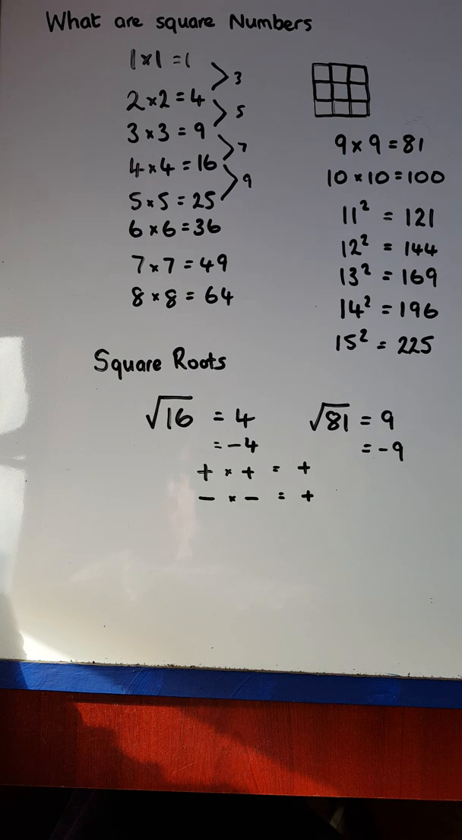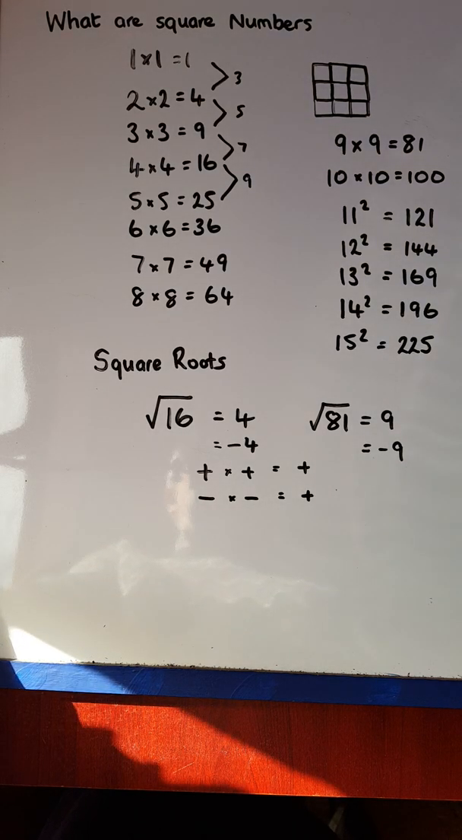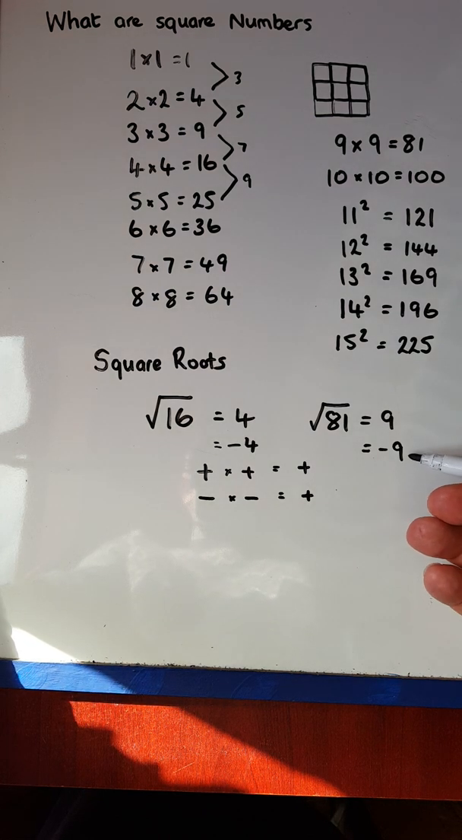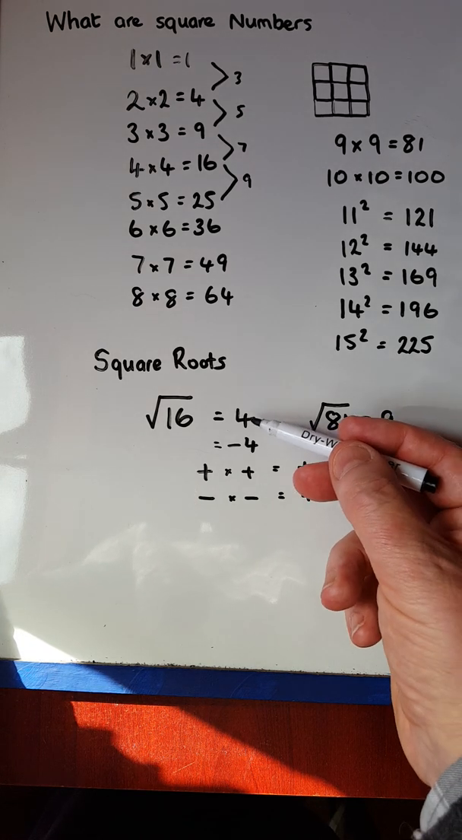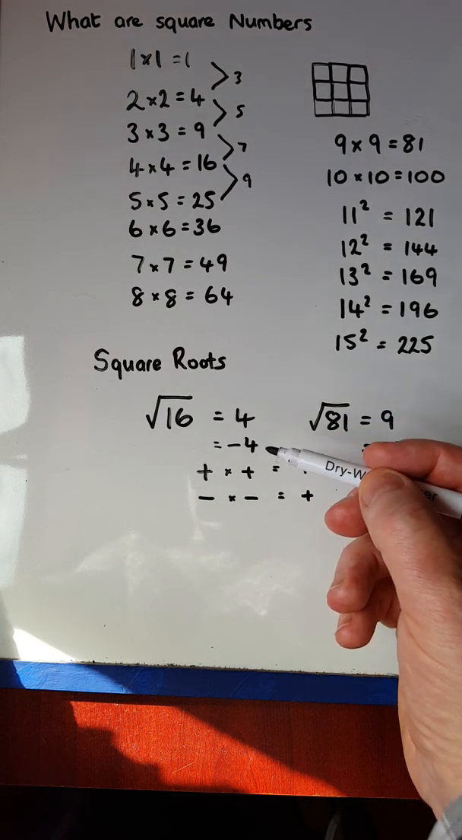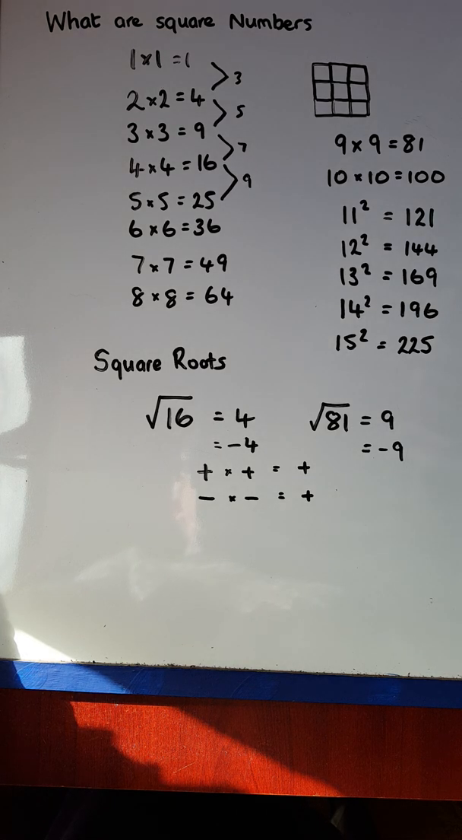Every number has a positive square root and a negative square root. The nice thing is, of course, they are exactly the same digit. So if it's plus 9, the opposite one is going to be minus 9. If it's plus 4, it's going to be minus 4. If it's plus 19, it's going to be minus 19. So there's never anything more complicated than that. But it's just worth knowing that there is a plus and a minus each time.